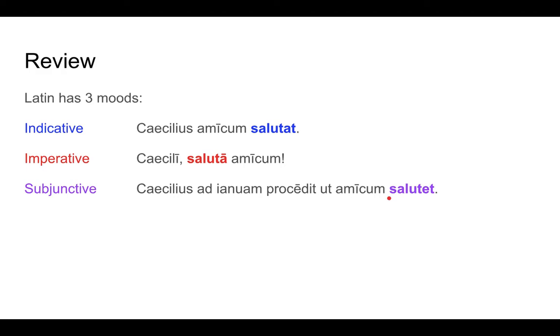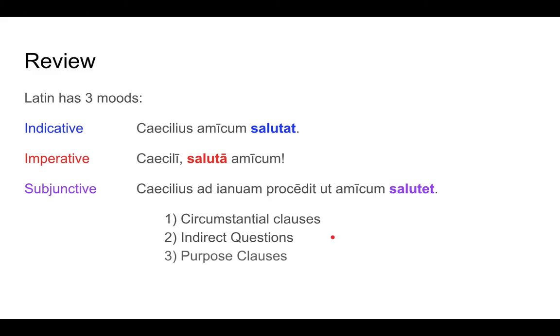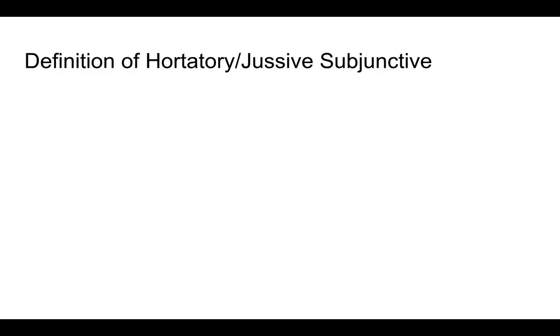Speaking of purpose clauses, let's go back over those clauses that the subjunctive likes. It likes circumstantial clauses, the ones that start with cum. It likes indirect questions. Purpose clauses, there we go. Indirect commands. And result clauses. Those are the five uses we learned for the subjunctive way back in Latin II. We're going to look at this a little bit differently today.